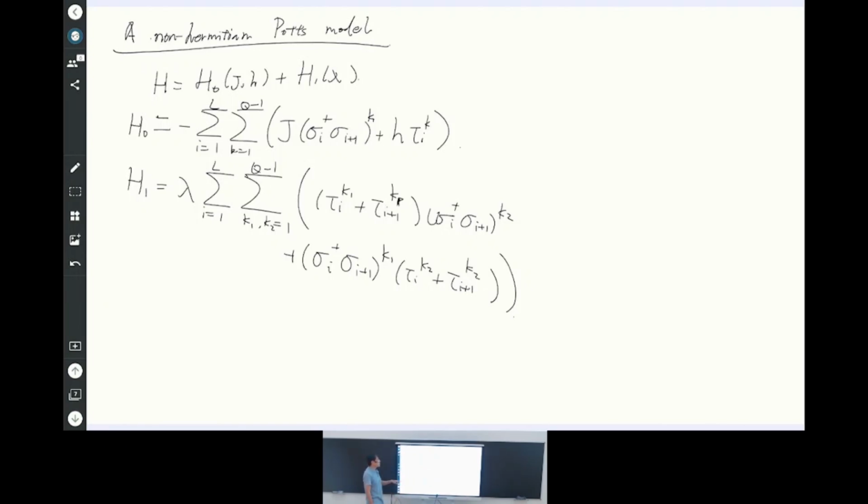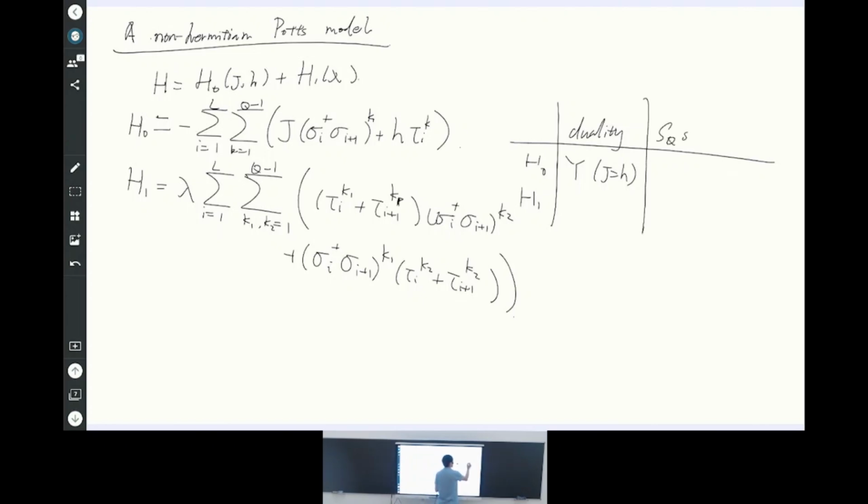Okay, so let me next share with you some ideas on how we construct this H1 model. First, we can make a table here. So previously we mentioned that this H0 preserves the duality properties if we take J equal to h, right? And it also preserves the spin permutation symmetry, okay? And next we can show you that the H1 term actually preserves these duality properties, okay?